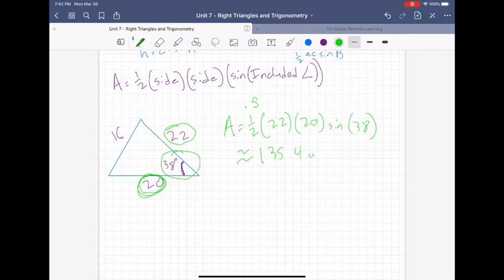135.4-ish units squared. So if you were going to give units, you would use whatever those were squared, but I didn't give any. Okay, that's all this formula is: you just multiply the 2 sides times the sine of the included angle divided by 2, and you have your area.